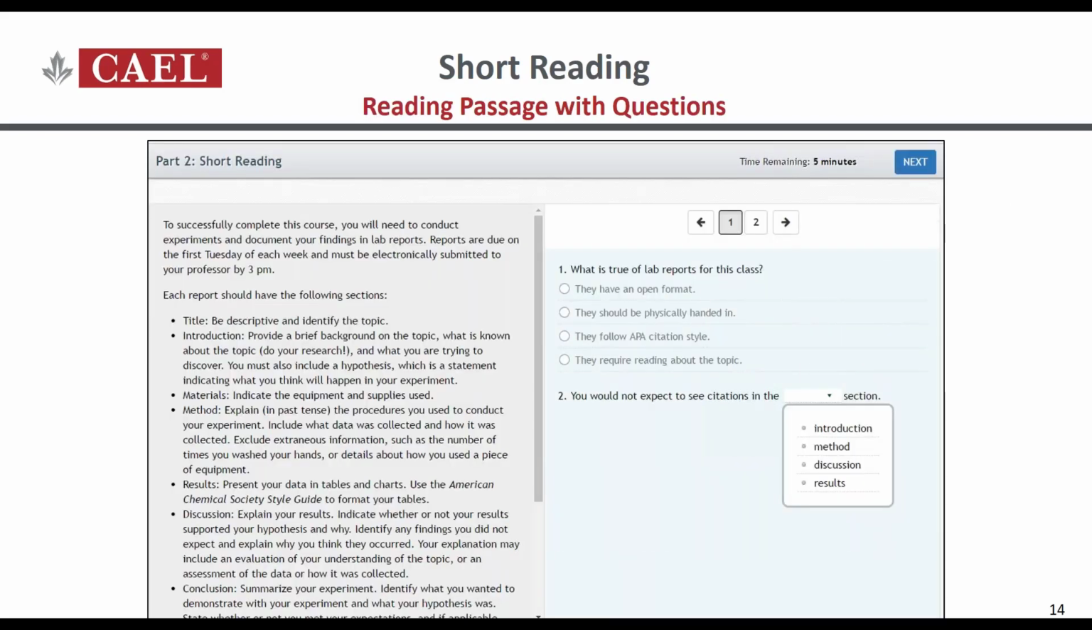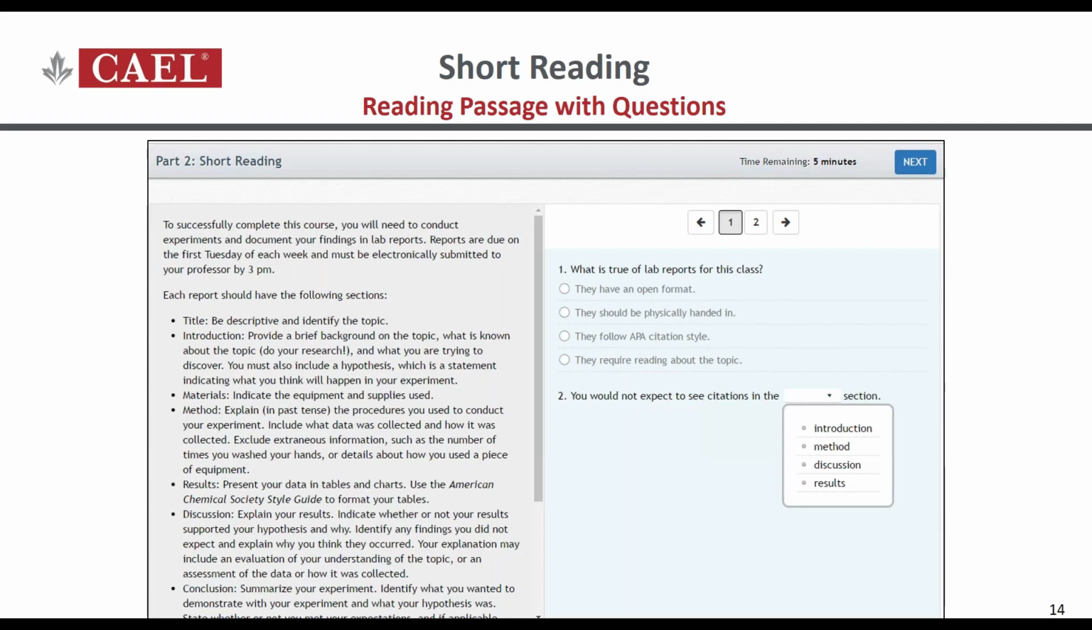So this is, again, the sort of reading passage and how it looks. This one is actually a set of guidelines for writing lab reports. So it looks a little bit different from the other one, which is more a block of writing. This one has more of a list.